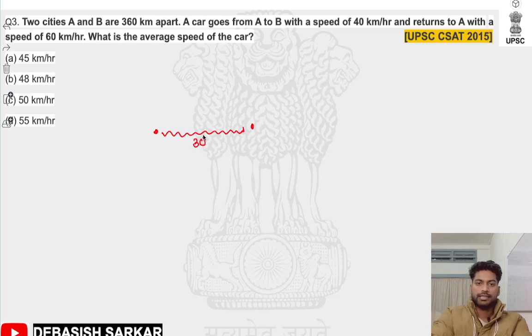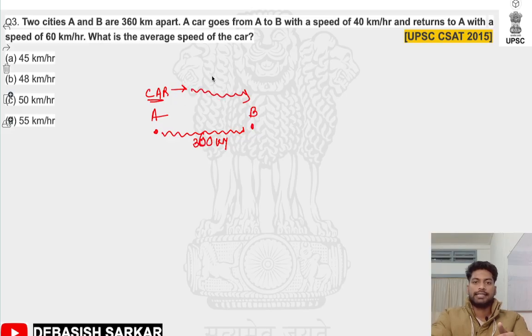Those are 360 kilometers apart. Got it? A car goes from A to B. Look, this is A and this is B. One car is coming from there, and another returns. Okay, same thing. Let's see, one car is coming this side.